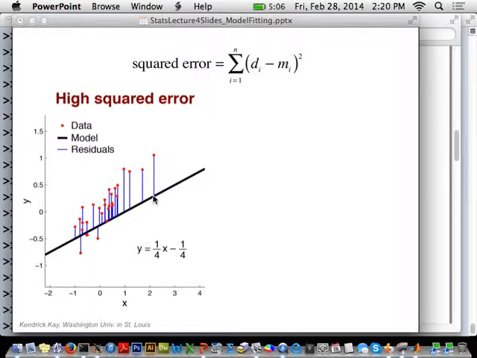Every data point has some residual. Maybe by chance you'll go through a data point exactly, in which case there is 0 residual, but almost all the data points will have some discrepancy. So all you do is measure that discrepancy.